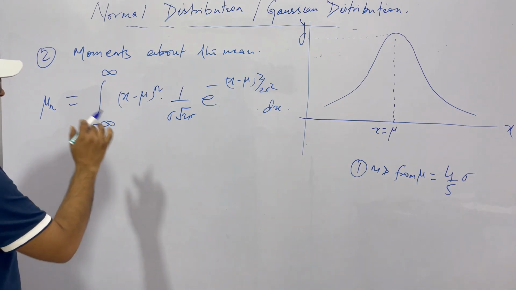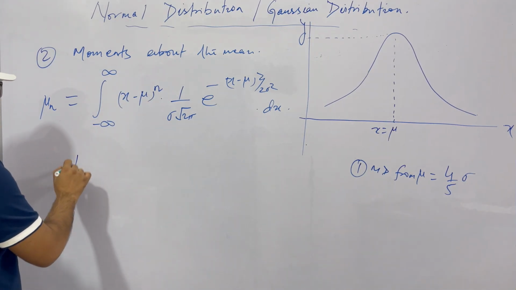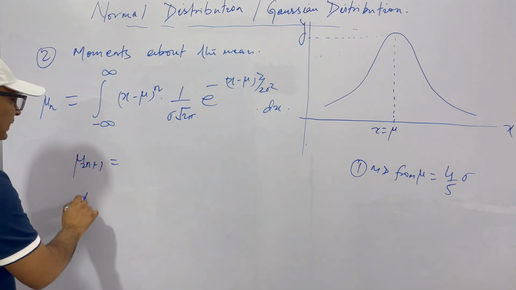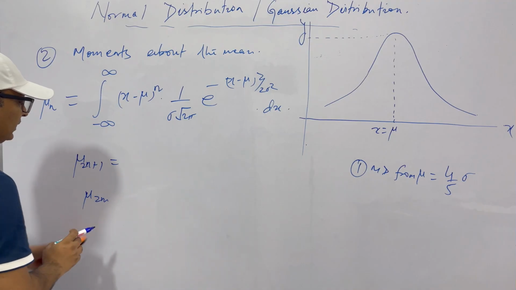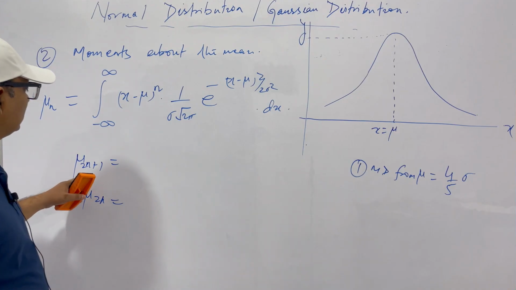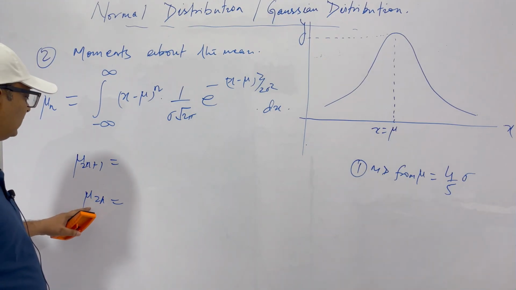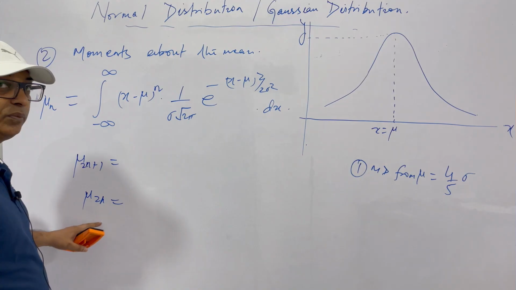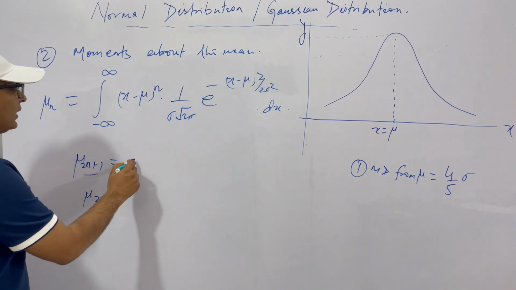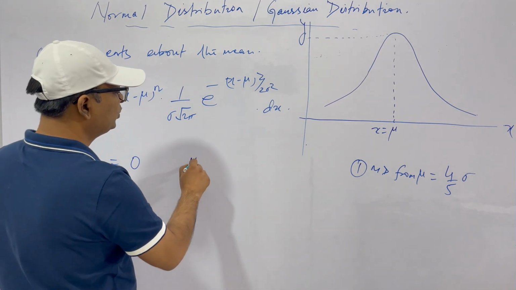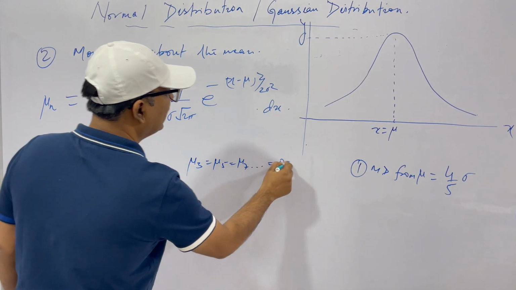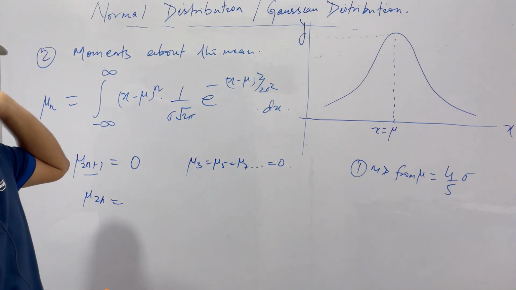When you do the derivation, what you will find is there are two types of moments. First is the odd moments and second is the even moments. The odd moments will give mu 3, mu 5, mu 7 and so on, and the even moments will give mu 2, mu 4, mu 6, mu 8 and so on. What you will see is that the odd moments are 0. That is mu 3, mu 5, mu 7 and so on, all are 0 in case of the normal curve.